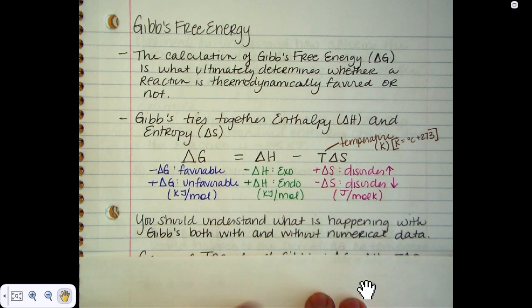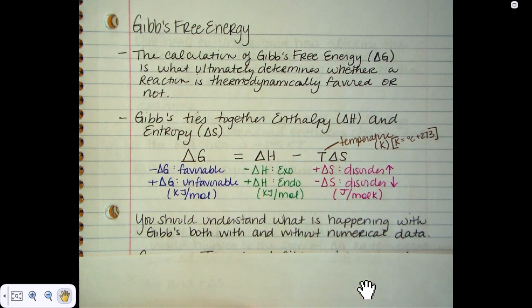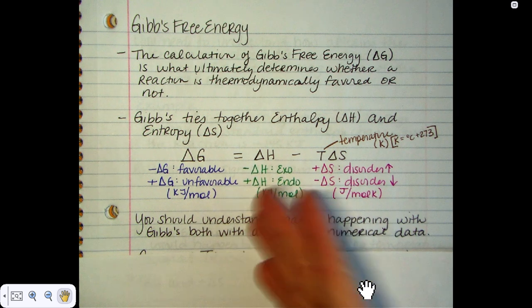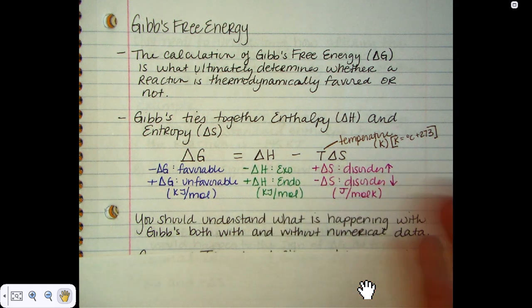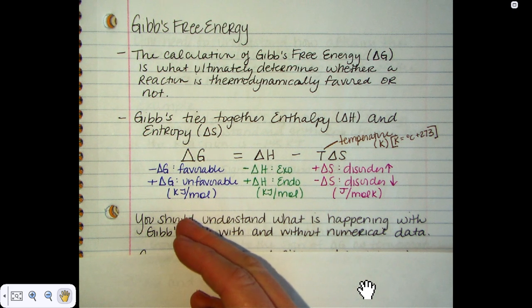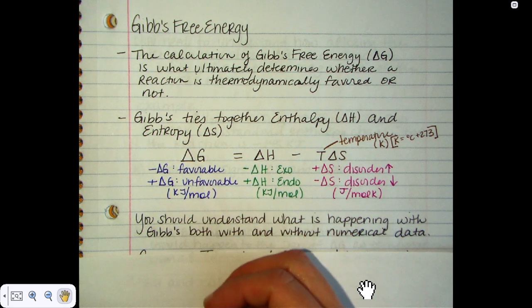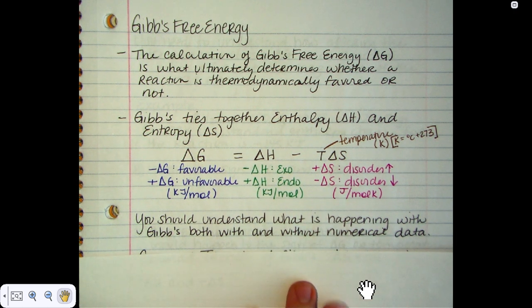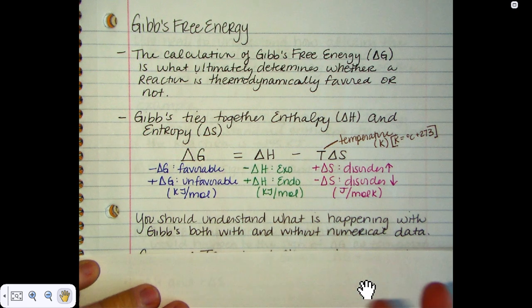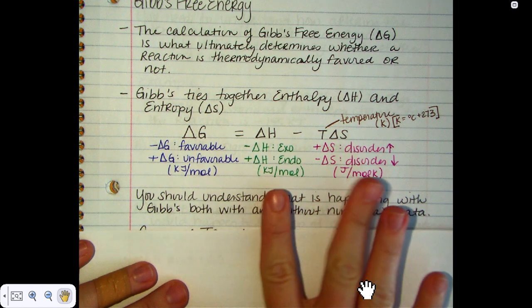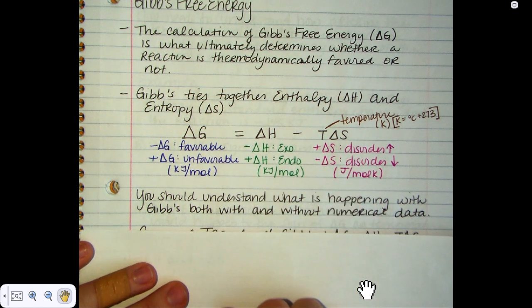All right. And so we should be able to understand what's happening with Gibbs, both with and without numerical data. Obviously, with numerical data, it's a plug and chug scenario. You plug in the H, you plug in the temperature, you plug in the S, it gives me a G. That G is either negative or positive. And I can use that value to make my statement of, well, this reaction is favorable or not. But without the numerical data, I have to really understand what's going on with the signs of these and algebraically what that tells me.